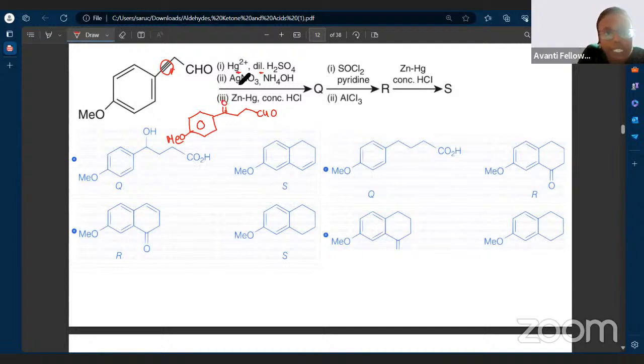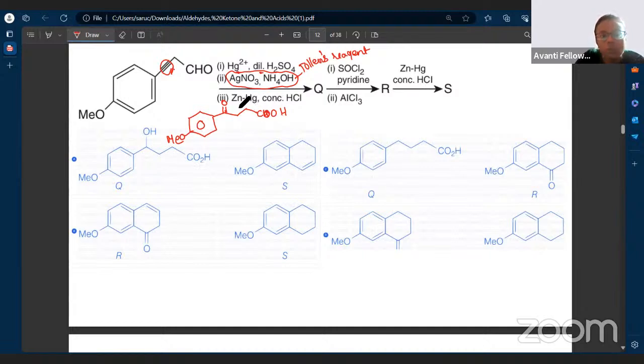Now, what is the second reagent you're going to use? You're going to use AgNO3 in ammoniacal solution. It means ammoniacal silver nitrate, which is your Tollens reagent. So what will Tollens reagent do? It will oxidize the aldehyde to acid. So this part will get converted to acid, COOH.